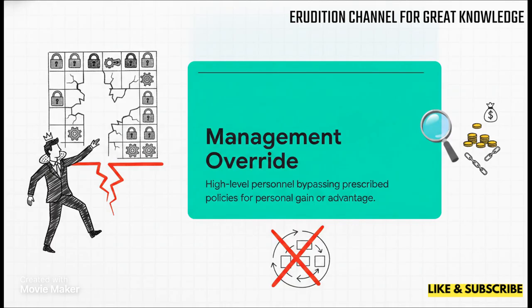Another massive human vulnerability is management override, and it's exactly what it sounds like. You can design the most rigorous, airtight policies in the world, but they instantly fail when high-level personnel, the top bosses, simply bypass the prescribed rules for their own personal gain or advantage. When the very people in charge of the controls just override the controls, the whole system is nullified.